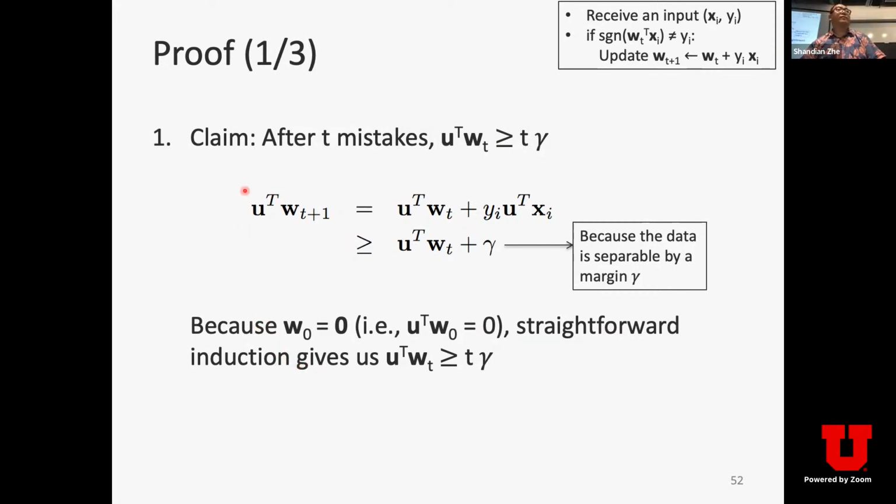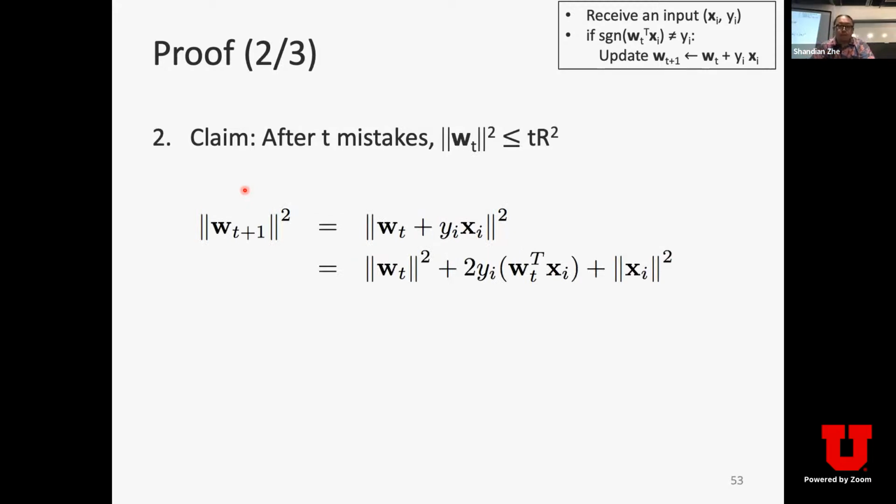Any questions so far? Okay. Then let us look at the second claim. The second claim is that after T mistakes or updates, the squared norm of WT is upper bounded by T times R squared. Remember, big R is the upper bound of the length of the input feature vectors. We will still use induction to show this is correct. Again, we first assume at step T this is correct. We're going to see whether, when we extrapolate to T plus one, it is still correct.